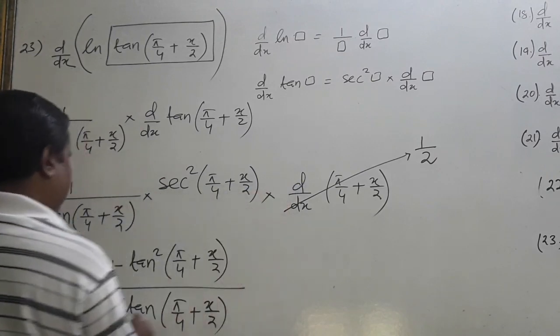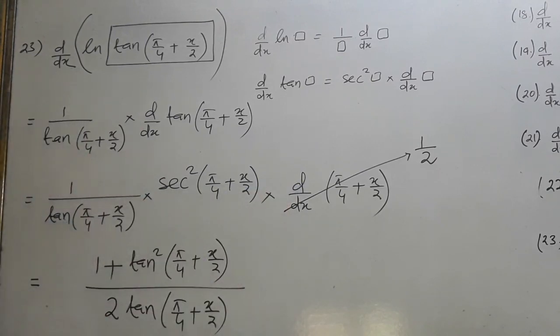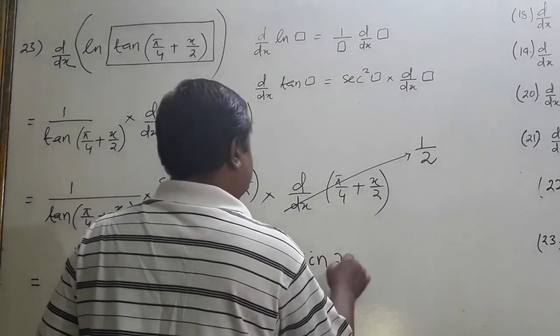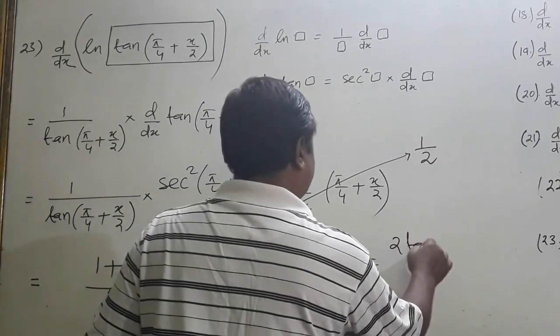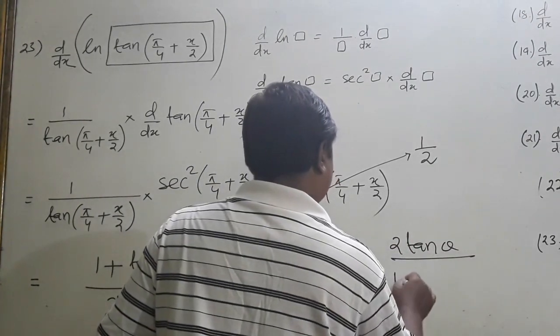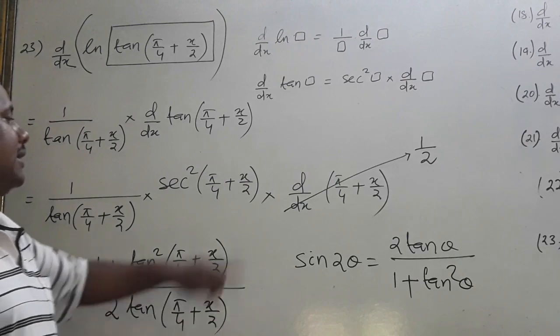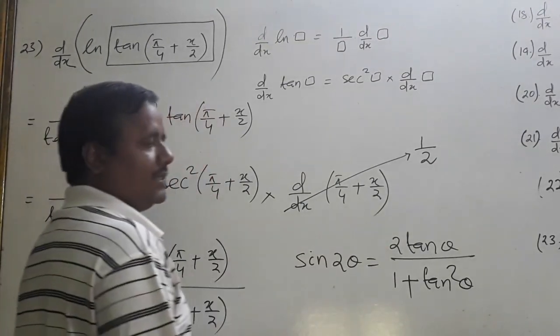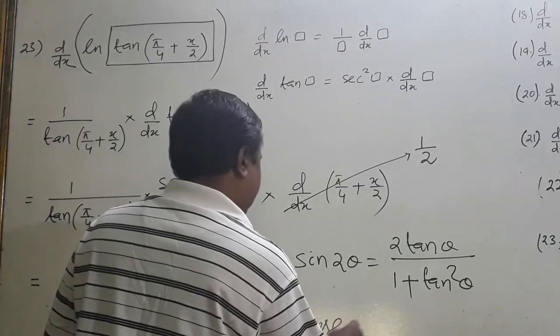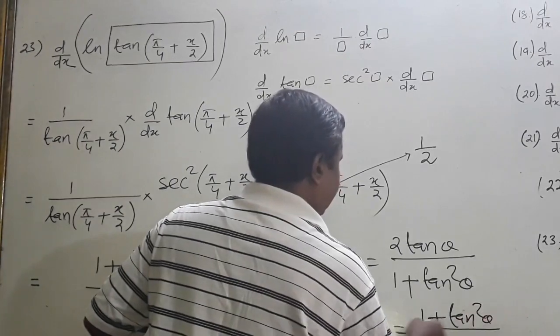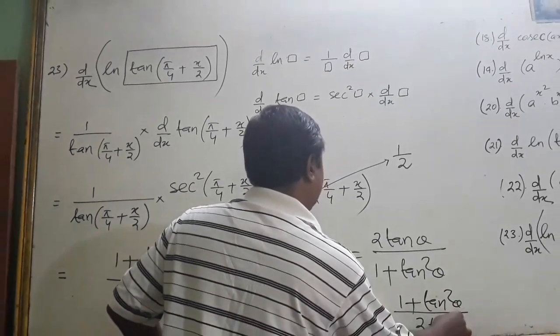So you have to multiply half here. You multiply this half. It becomes, now apply the formula: 1 plus tan square theta by 2 tan theta. You know the formula. What is sin 2 theta? It is 2 tan theta by 1 plus tan square theta. If the formula is 1 plus tan square theta by 2 tan theta, then it becomes what? Cosec 2 theta is 1 plus tan square theta by 2 tan theta.